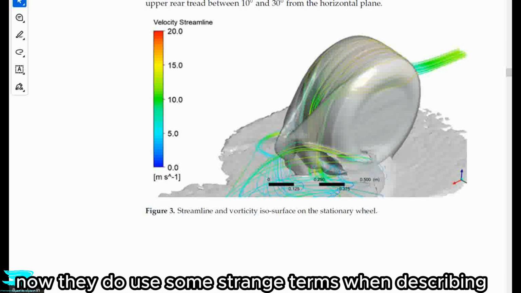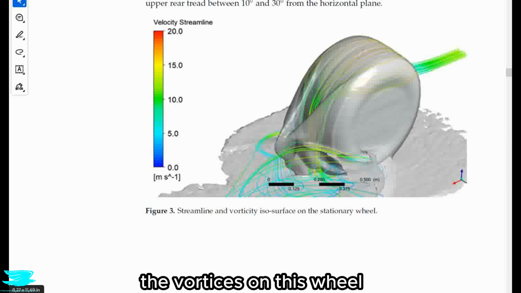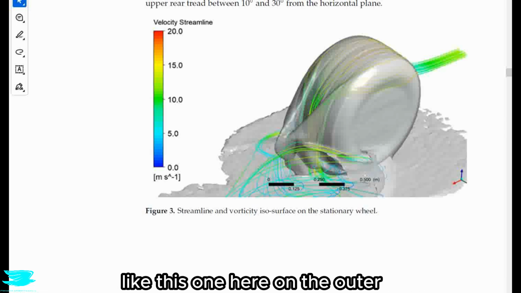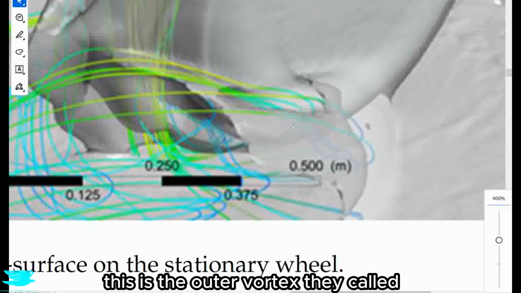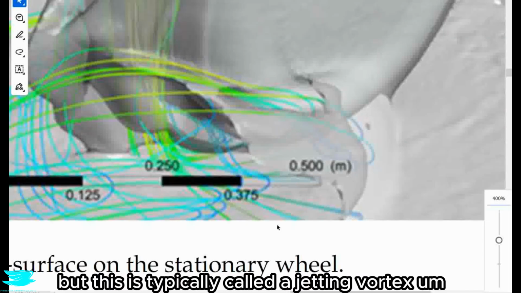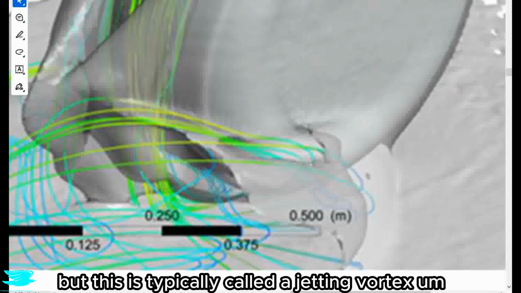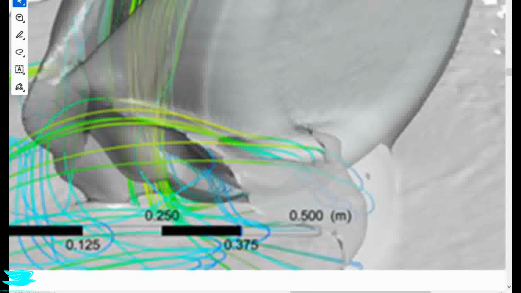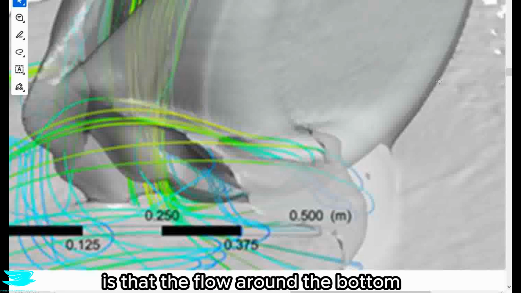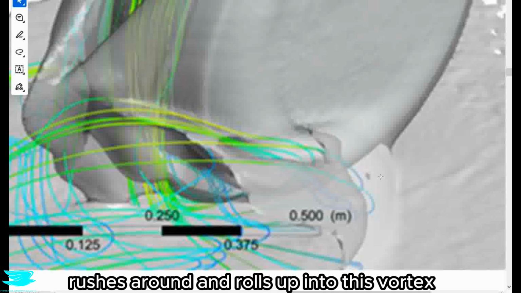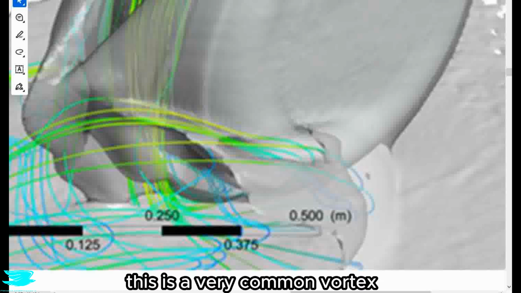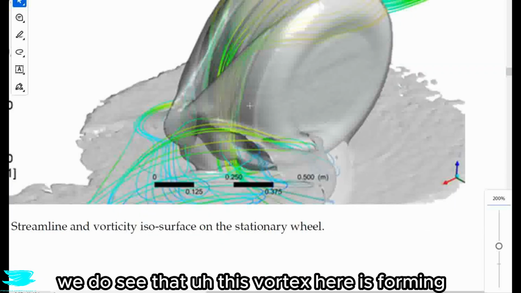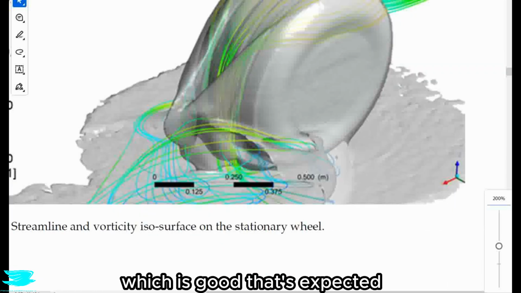Now, they do use some strange terms when describing the vortices on this wheel. For example, they call one on the outer, like this one here, the outer, let me zoom in a little bit. This is the outer vortex, they call it, but this is typically called a jetting vortex. This is a vortex at the base of the wheel on the outside. The reason why this forms is that the flow around the bottom outside of the wheel rushes around and rolls up into this vortex. This is a very common vortex, and pretty much you see it on all cars. And anyway, we do see that this vortex here is forming, which is good, that's expected.